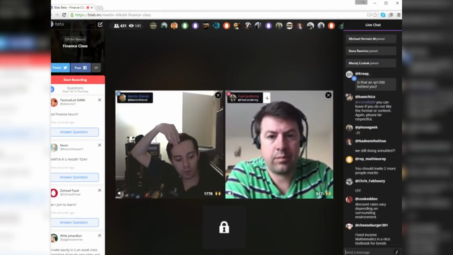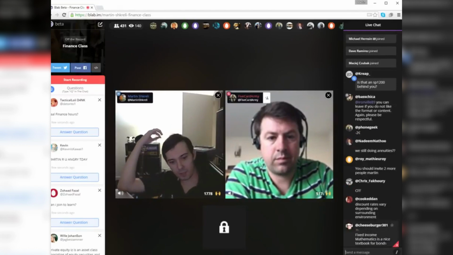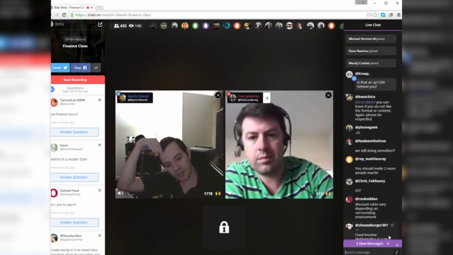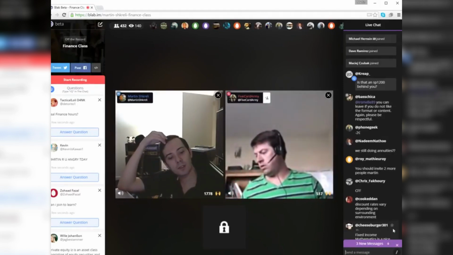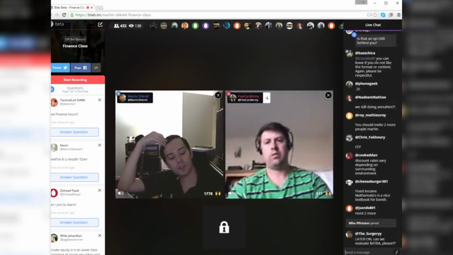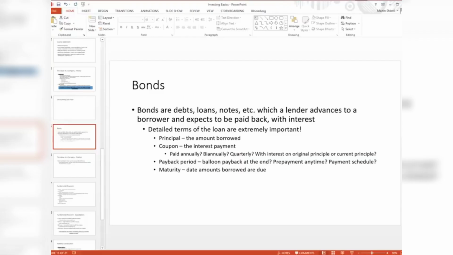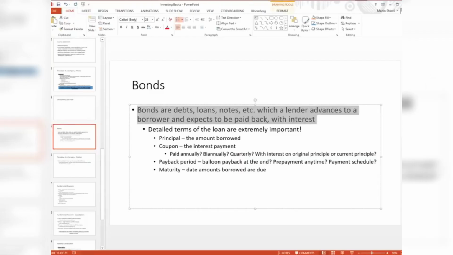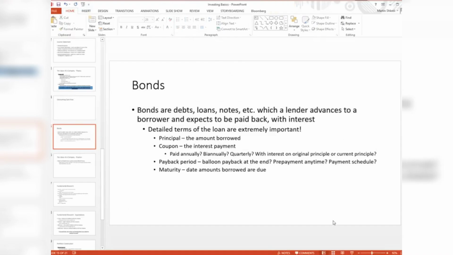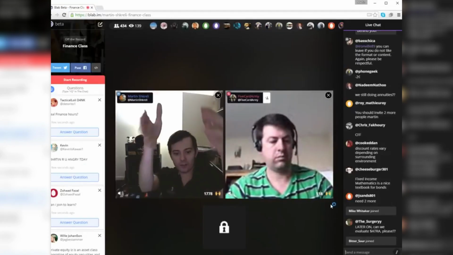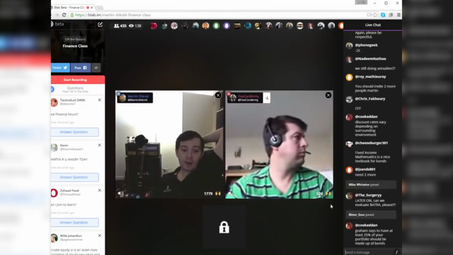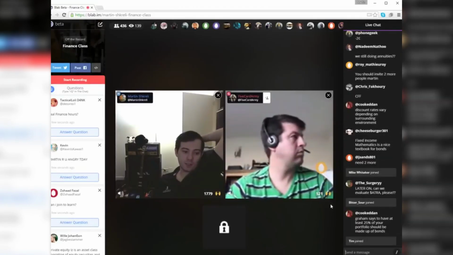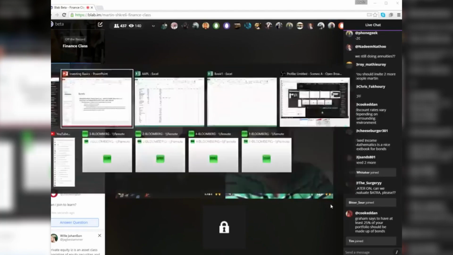In fact, anyone that works for me, I sort of demand that they look at bonds and other asset classes, because they don't get a complete understanding of stocks and equities, and private equity especially, unless they've experienced some other asset classes. So what is a bond? Well, a bond is a debt, a loan, a note, any kind of instrument like that. It's a contract where a lender advances to a borrower funds. The lender gives the borrower funds, millions of dollars usually, and expects to be paid back with interest. It's a loan. It's a debt. That's what a bond is.